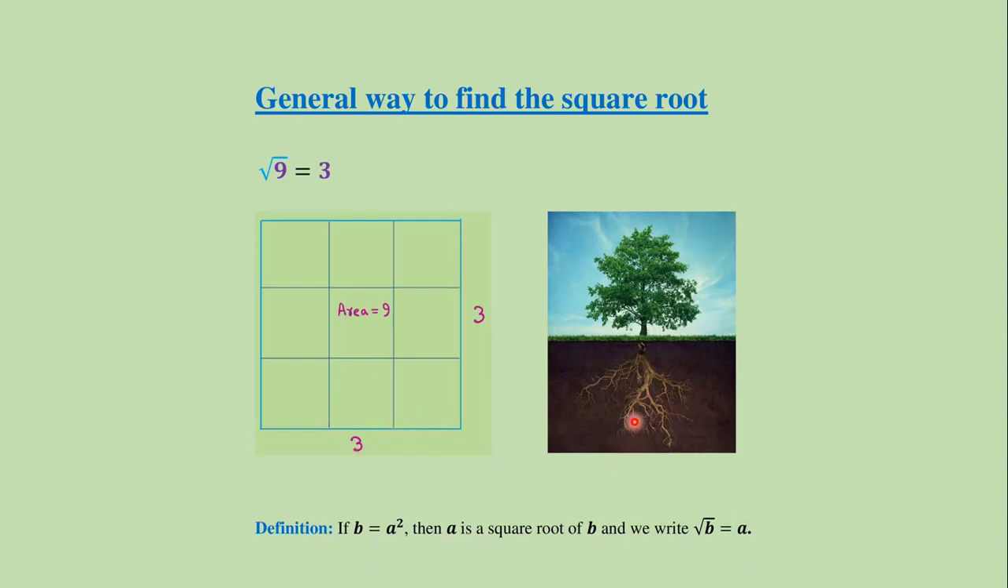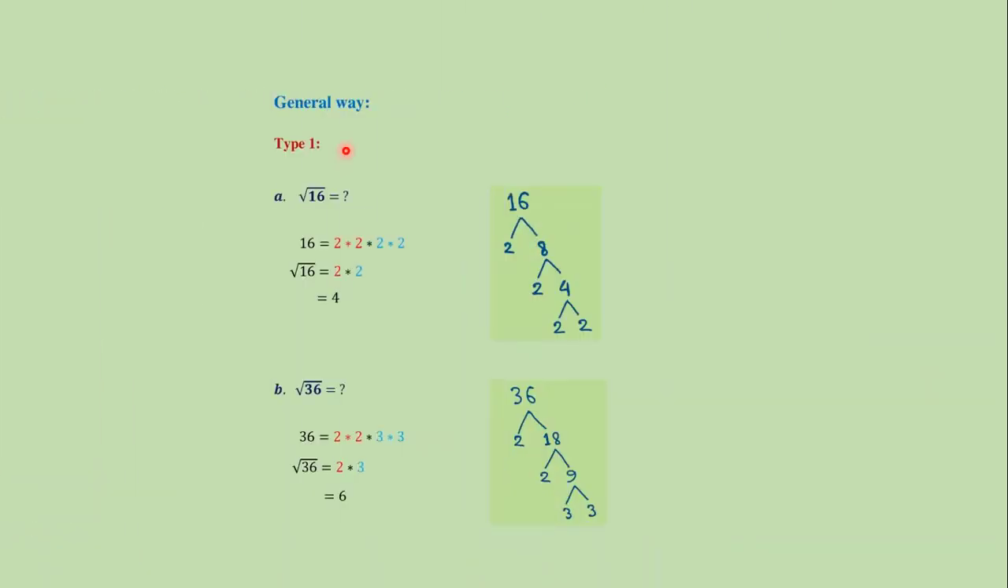A tree's root is the base of the tree. Similarly, a square root is the base of the square having that area. Type 1: finding the square root of a perfect square number. Suppose we want to find the square root of 16.